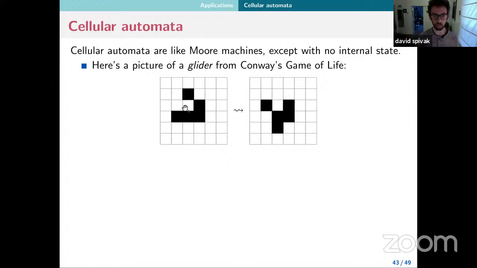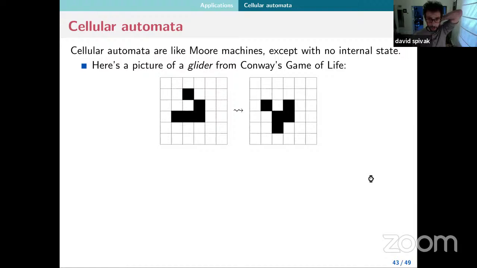except that there's no internal state of the Moore machine. What you see is what you get. So there's nothing behind this black square. And so cellular automata come up in, for example, Conway's Game of Life. If you've ever seen that thing, it's a bunch of white and black squares, and you have things called gliders, and they move down the screen. And what do I mean that they move? And what do I mean by screen?